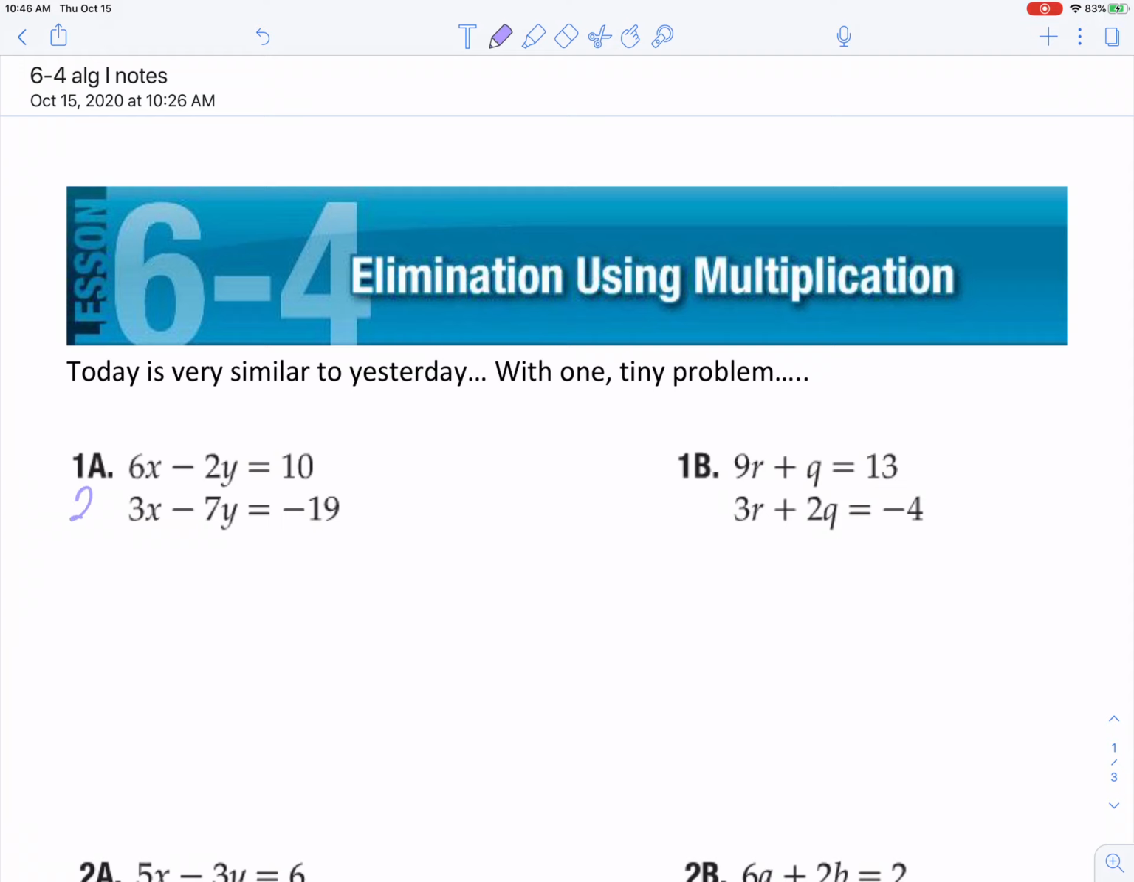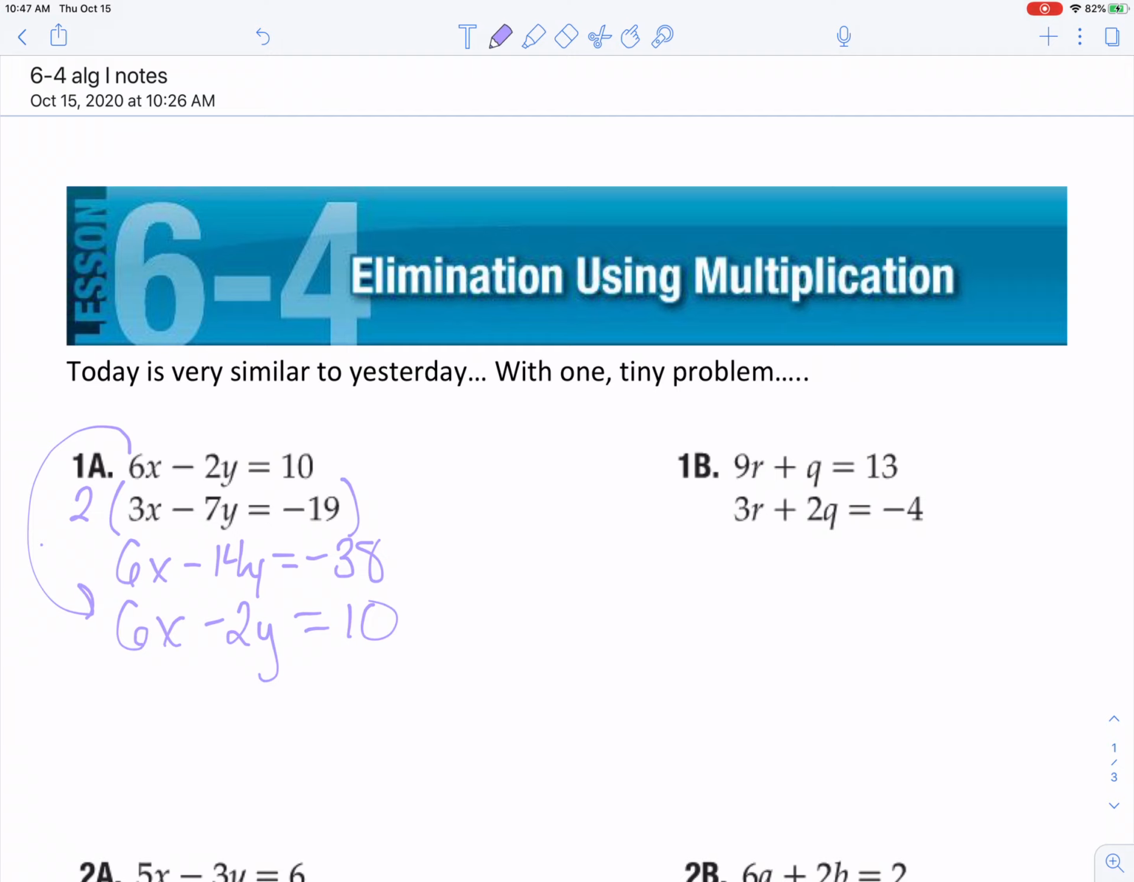If I multiply this bottom equation by, let's say, a 2, I would get 6x minus 14y equals negative 38. Why was that helpful? Well, check it out. Now with my top equation, this is going to give me an opportunity for things to cancel. So that's what we're doing today. It's elimination just like you did yesterday, but you're going to have to multiply an equation, or maybe both of them, to get things to cancel.